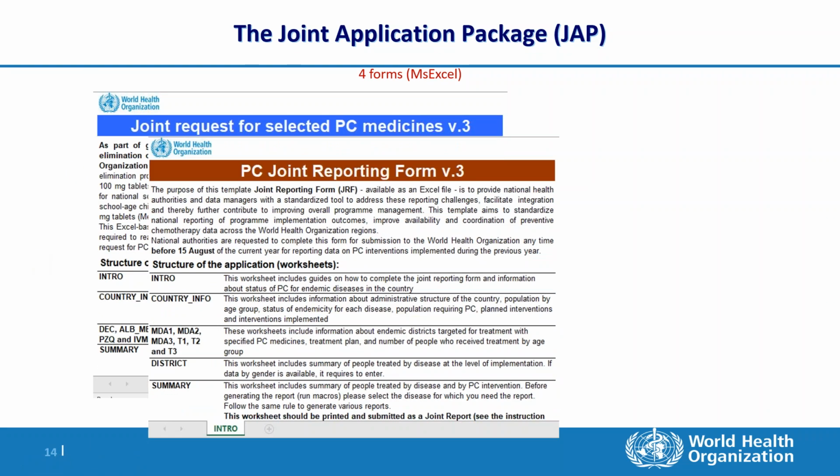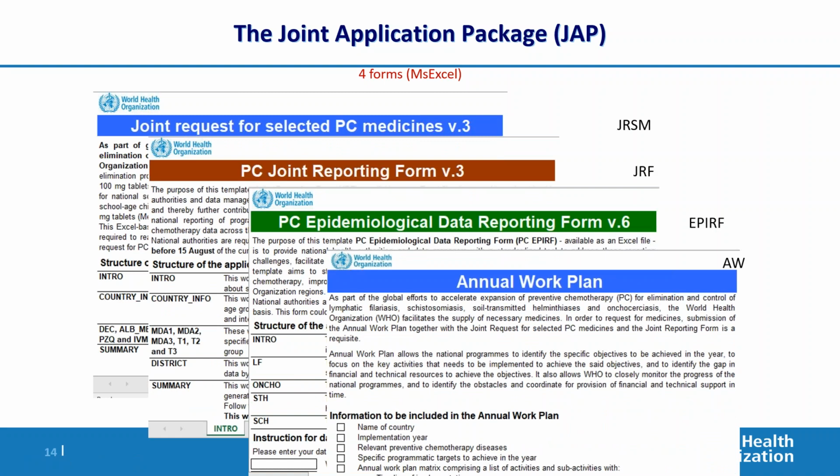Next, please. Yes, this joint application package, we have 4 forms. The first one is the joint request for selected preventive chemotherapy medicine. This is for drug requests. And then the second one is the joint reporting form where we report the data on treatment. Then the third one is the preventive chemotherapy epidemiological data reporting form. This is the one that we are going to present you. It's where the data on LF morbidity need to be reported.